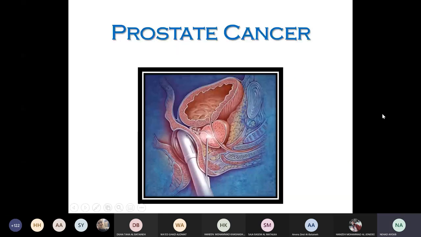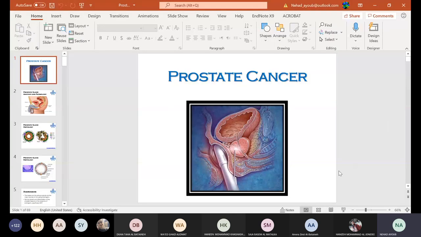Prostate cancer is usually a cancerous enlargement of the prostate gland, because the prostate gland might enlarge in a benign way. We have a condition we call benign prostatic hyperplasia. Have you heard about it? Benign prostatic hyperplasia. What happens here? We get enlargement of the prostate gland.